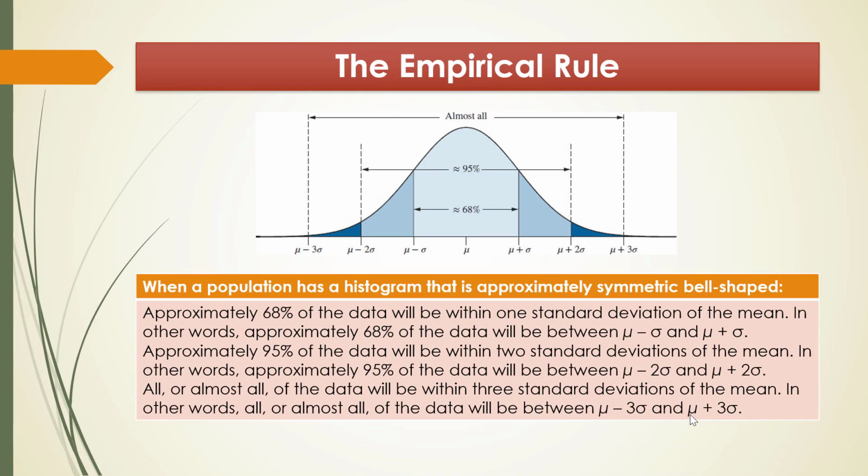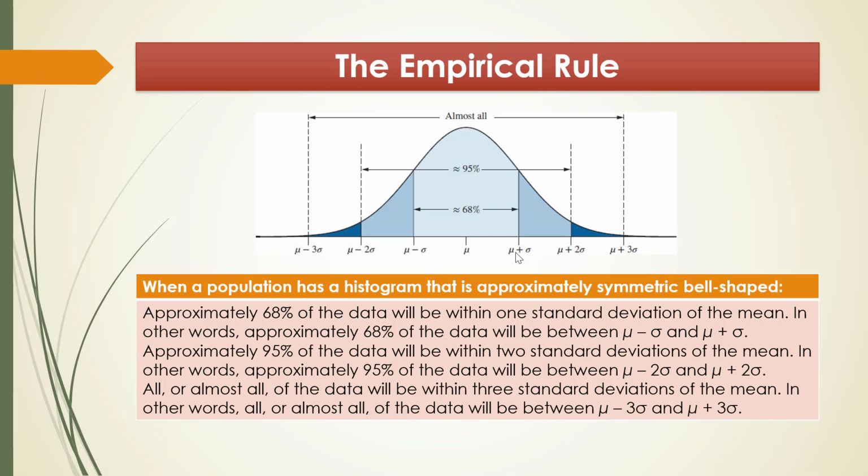When a population has a histogram that is approximately symmetric bell-shaped, approximately 68% of the data will be within one standard deviation of the mean. So here this is the mean. Mean subtract sigma and mean plus sigma, we got a range, and this range is called one standard deviation. So 68% of the dataset will fall within this range. That means 68% of the dataset is between mu minus sigma and mu plus sigma.